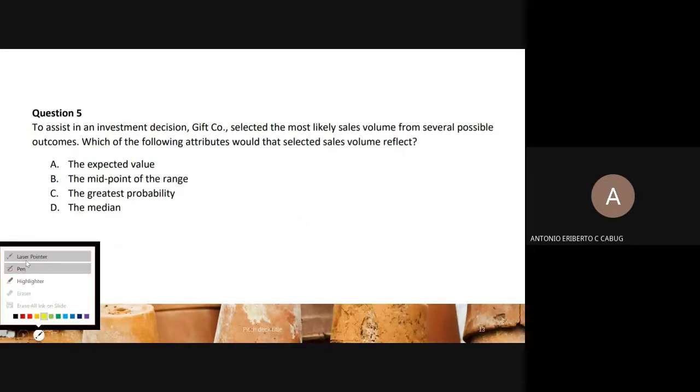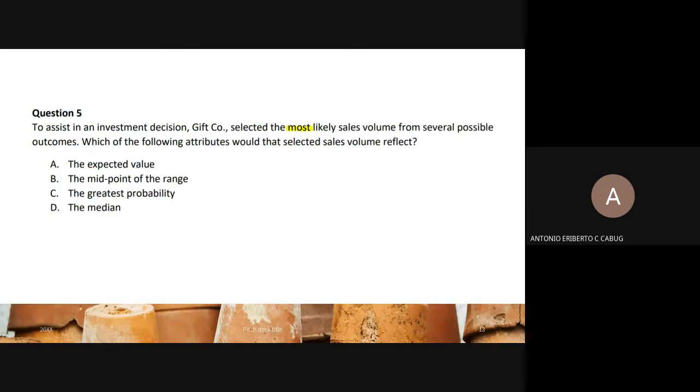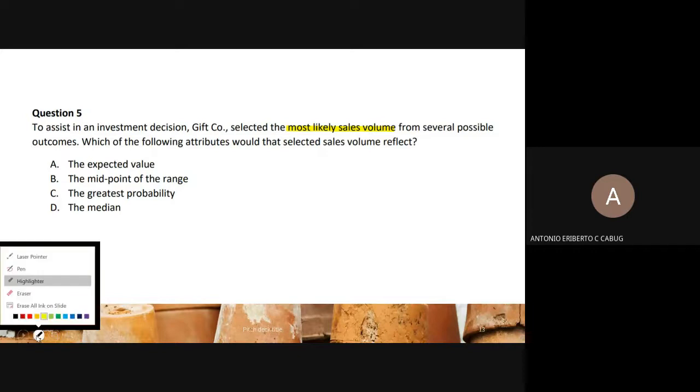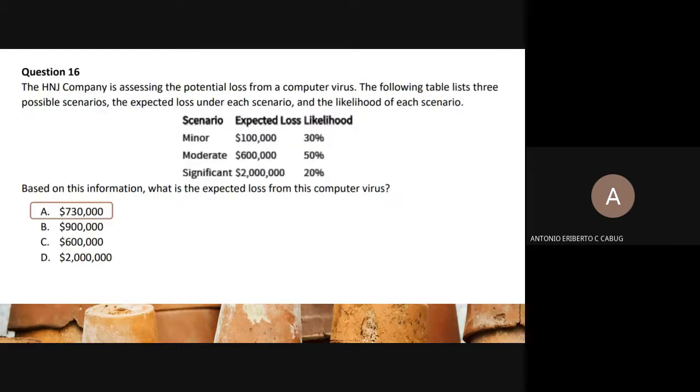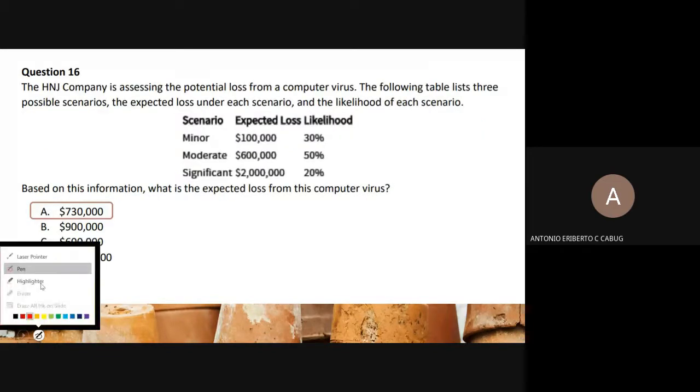No? Kapag sinabi the most likely sales volume, you are not going to use probabilities. Pag sinabing most likely, it will involve what we call a deterministic approach. You will ignore other possible outcomes and focus on what is likely. For example, dito, ano yung most likely outcome?